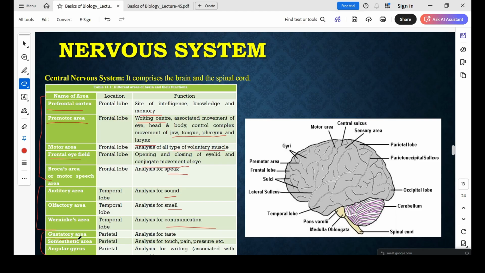Parietal lobes has gustatory area responsible for taste, somesthetic area responsible for touch, pain, pressure, etc. Angular gyrus responsible for writing, associated with speech. Occipital area is responsible for vision.